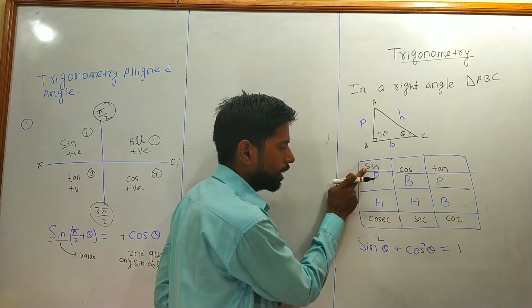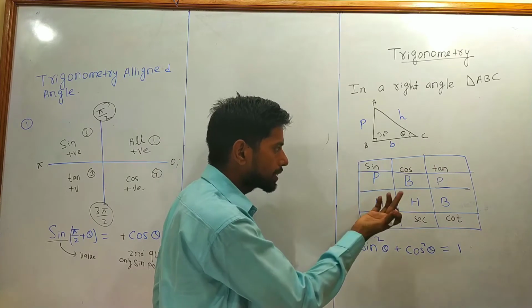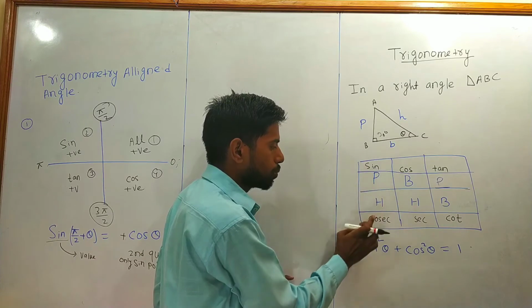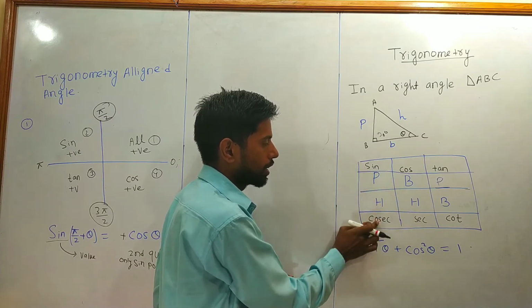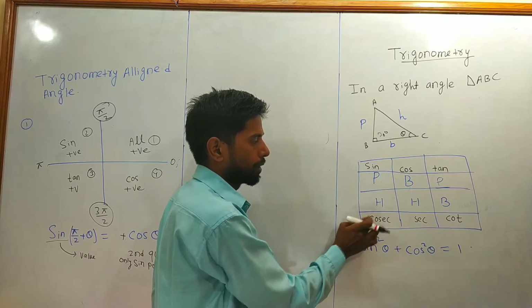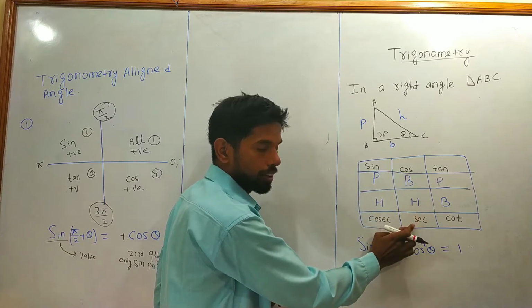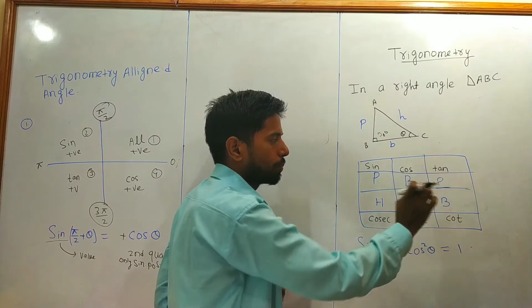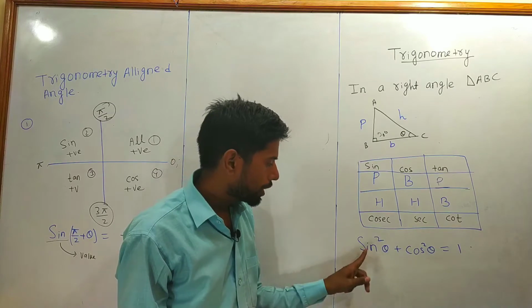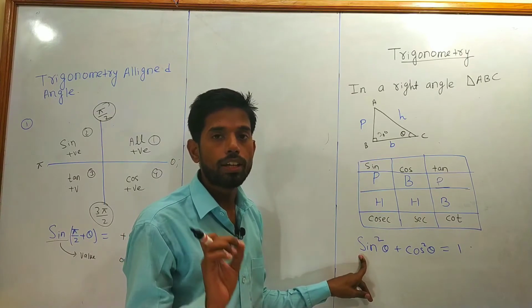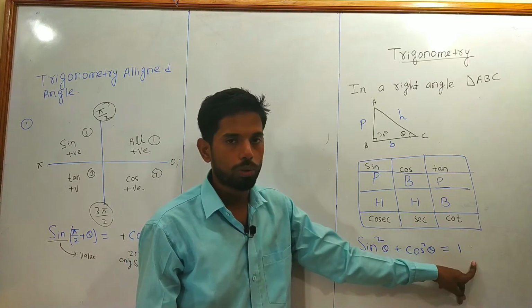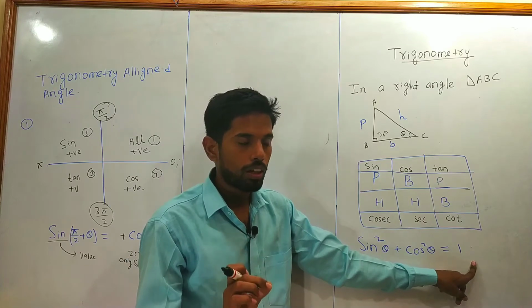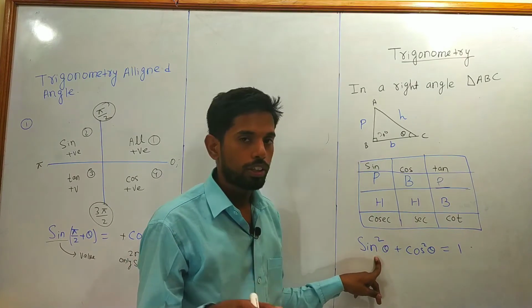And what is sin theta? Sin theta, or sin x, is equal to 1 by cosec x, meaning there is an inverse relationship between them. Cos theta is equal to 1 by sec theta. And tan theta is equal to 1 by cot theta. You already know this formula, that is sin square theta plus cos square theta is equal to 1. This is the formula you have already studied.